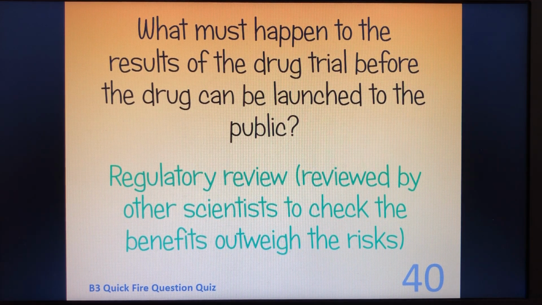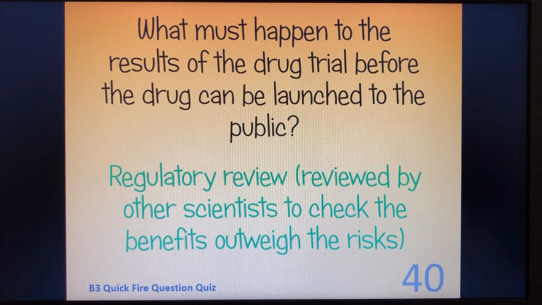So if you are a combined double science student, then you have finished today's B3 quickfire question quiz. If you're studying triple science, then we need to go on to the next 10 questions where we're going to look at some of the triple content to take us to the end of this B3 quickfire question quiz.